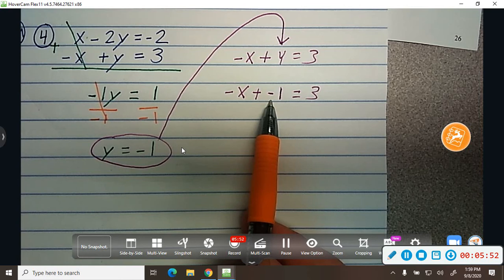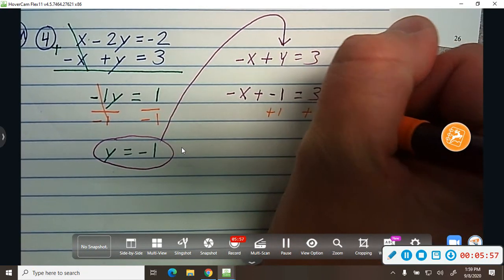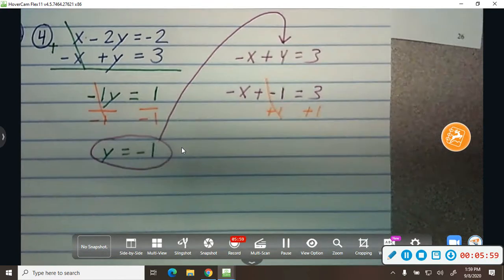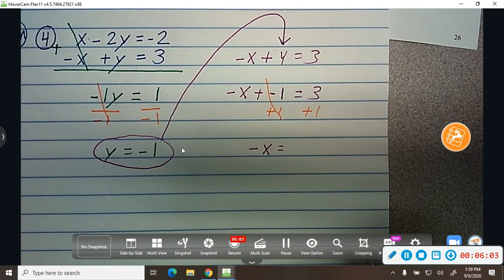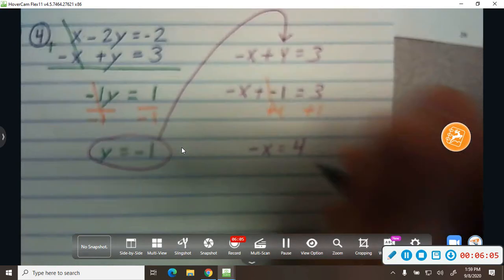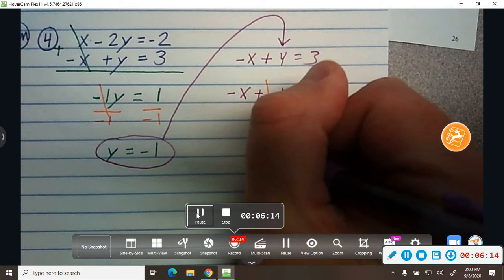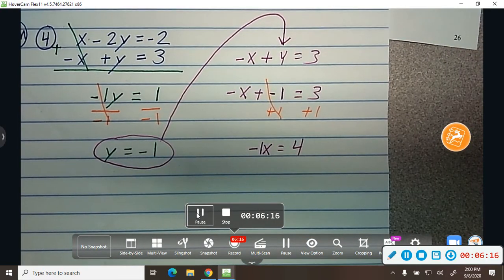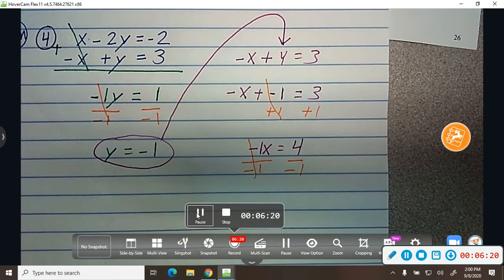You have a negative 1 to get rid of. You add 1 to both sides. And you get negative x. 3 plus 1, 4. And then from there, this is like negative 1x, right? Divide both sides by negative 1. 4 divided by negative 1 is negative 4.